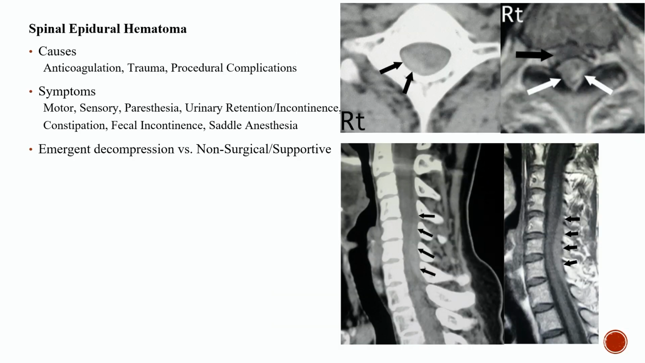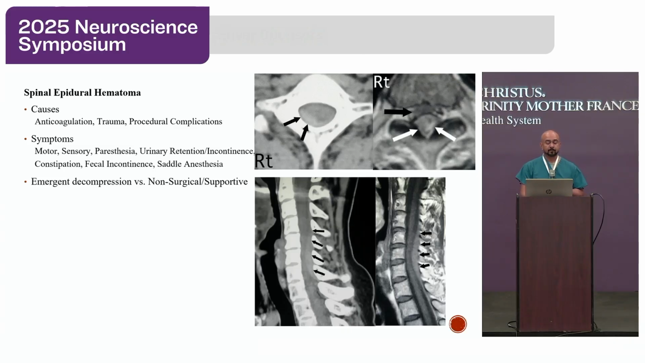The next is spinal epidural hematomas. We'll talk about that briefly. Causes: anticoagulation can spontaneously give epidural hematomas without injury sometimes. Trauma, obviously, and procedural complications. It could be something very simple like a lumbar puncture or a pain injection, or even steroid injections can lead to epidural hematomas that we have seen. But the consequences can be dire sometimes.